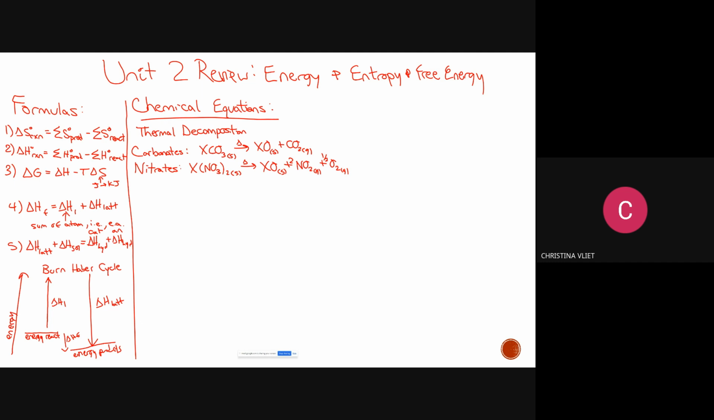The next thing is you have to know all your equations for all components of the Born-Haber cycle. Like you saw in the bell work today, there was one that was asked for atomization, and there was one that was asked for enthalpy of formation. You do need to know all your equations. So first of all, let's start with atomization. What is atomization?